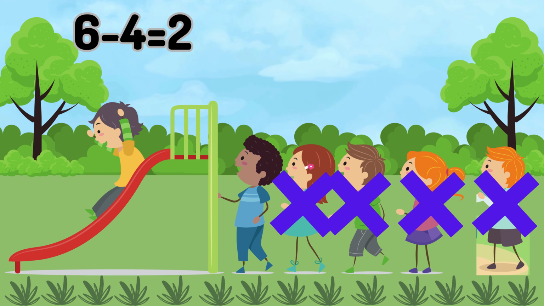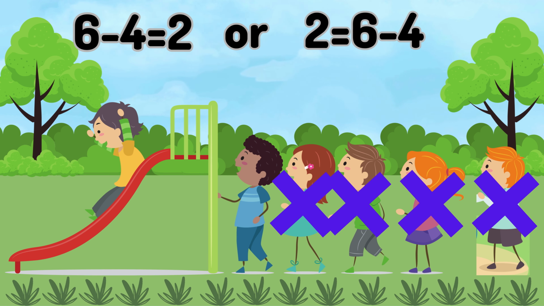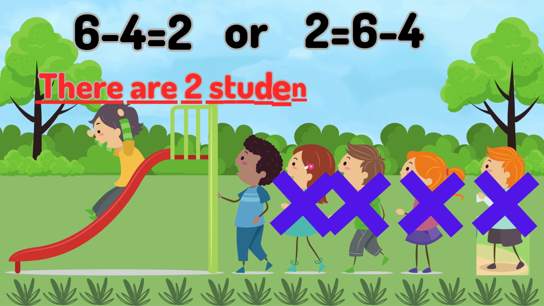6 minus 4 equals 2. Or 2 equals 6 minus 4. There are 2 students at the slide.